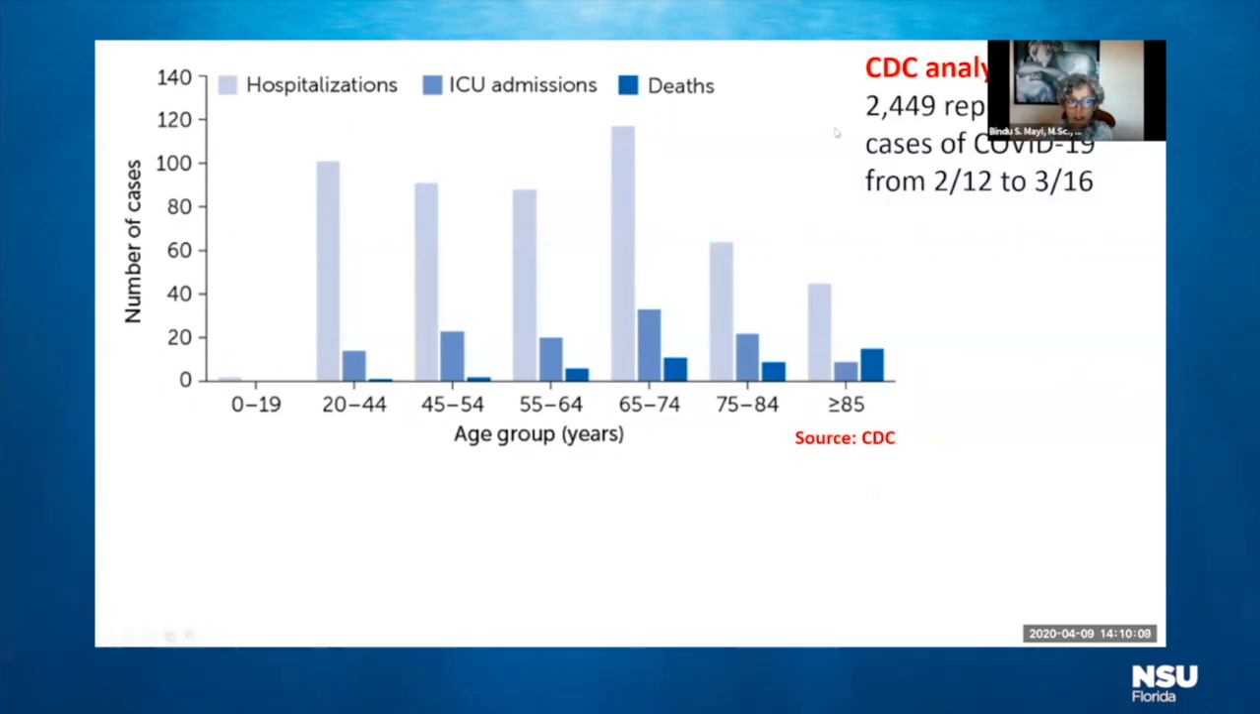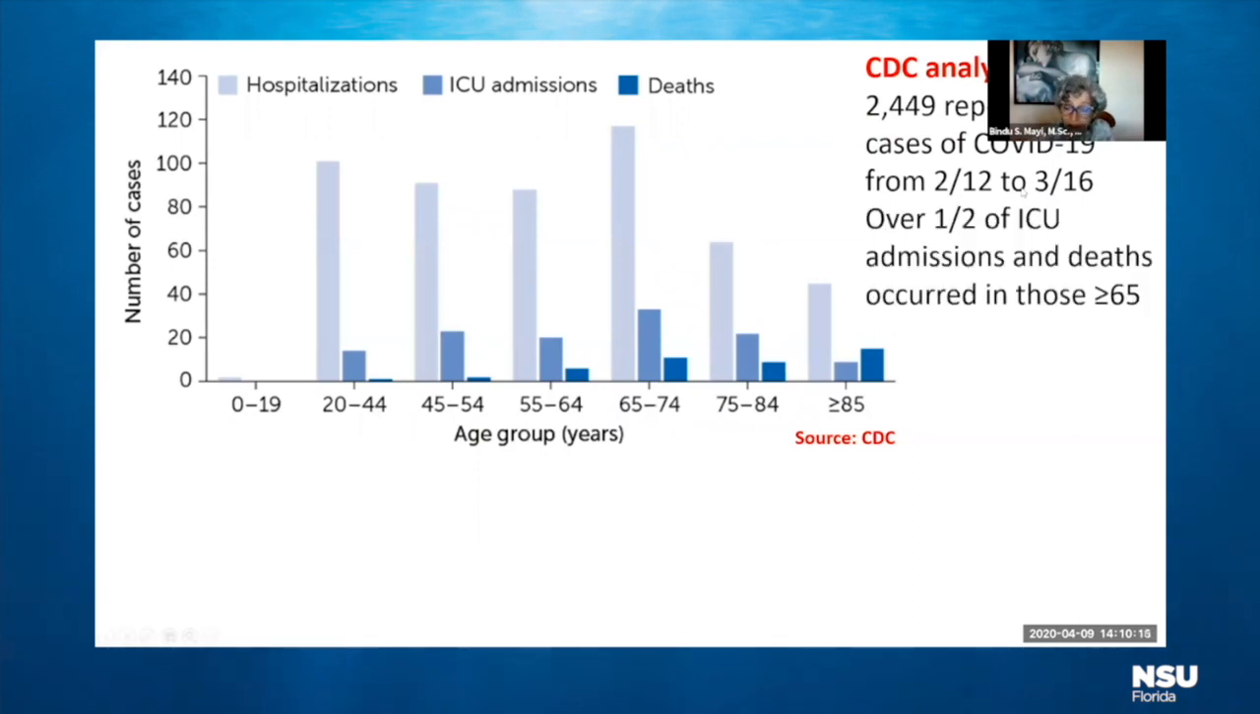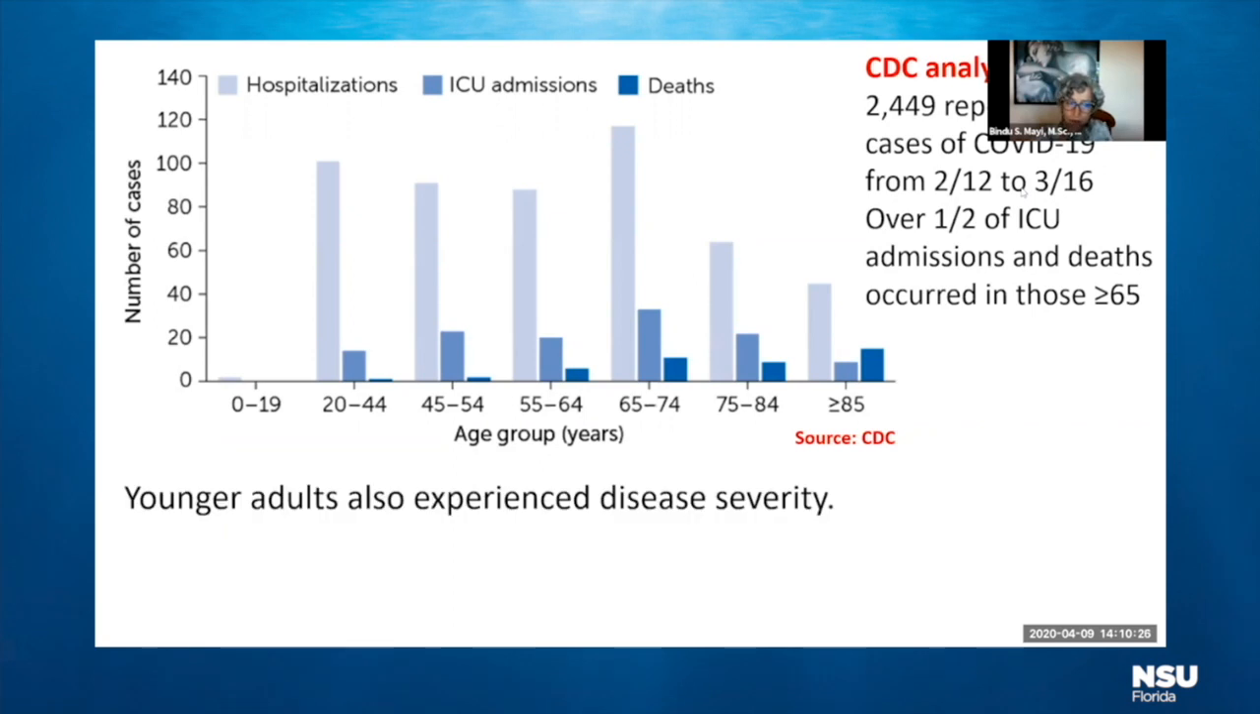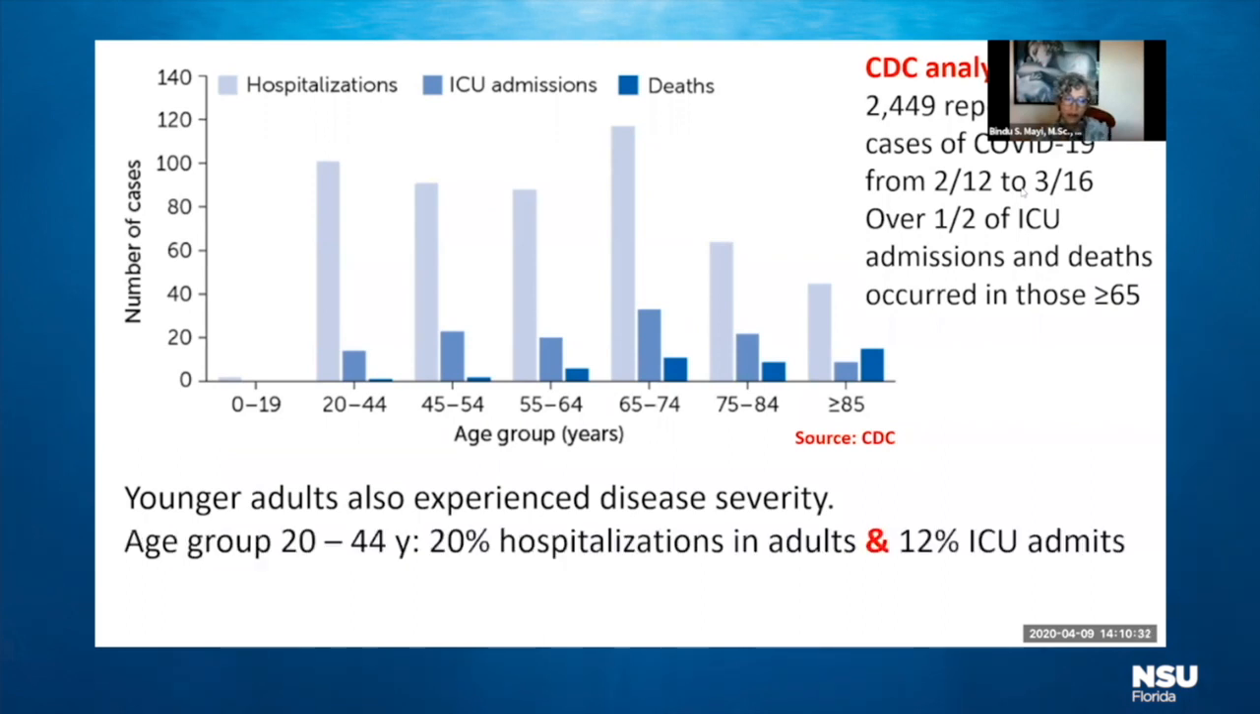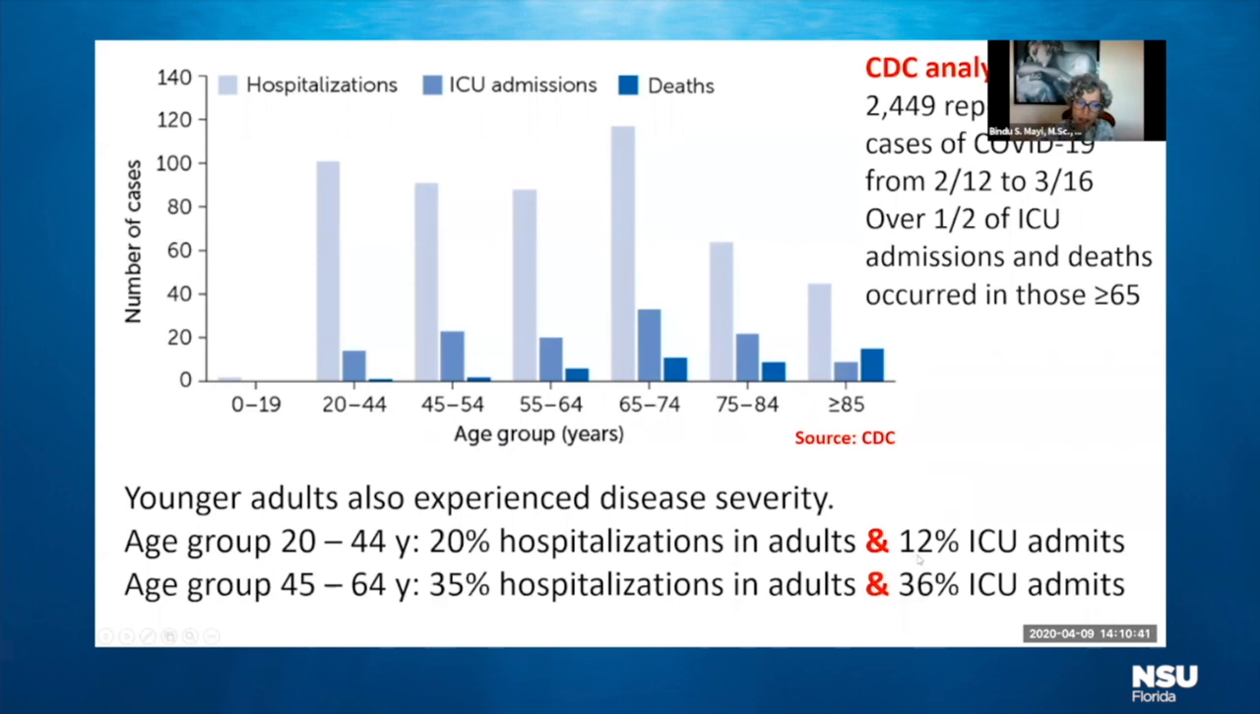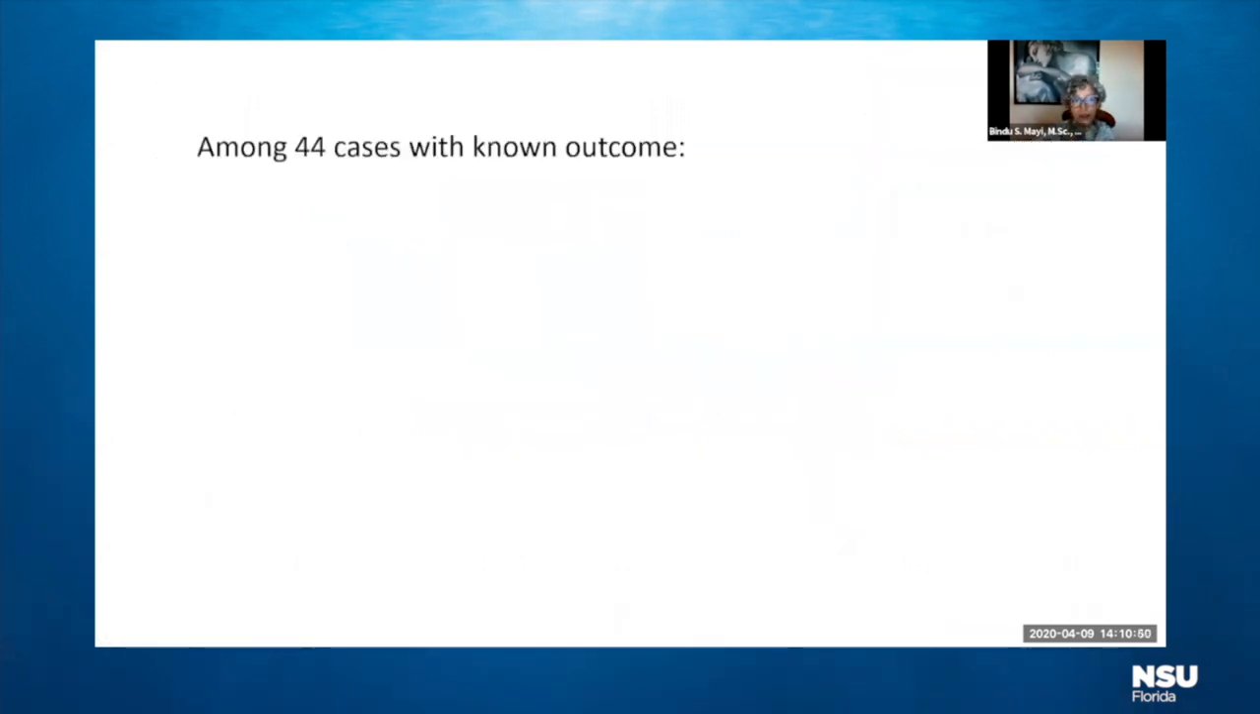2,499 patients in this study conducted by the CDC. We saw that over half of the ICU admissions and deaths happened in individuals 65 and older. No big surprise there, right? It aligns with what we've seen elsewhere as well. But in addition, we saw that younger adults also experience disease severity. So for instance, age group 20 to 44 years of age contributed to 20% of hospitalizations and 12% of admissions to the ICU. 45 to 64 made up 35% of hospitalizations and 36% of admissions to the ICU.